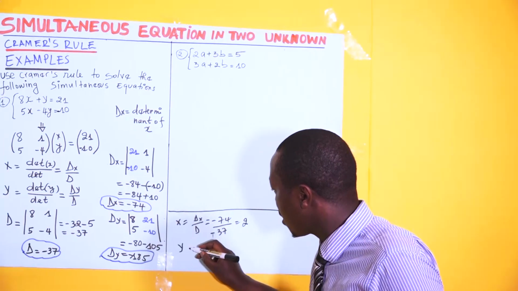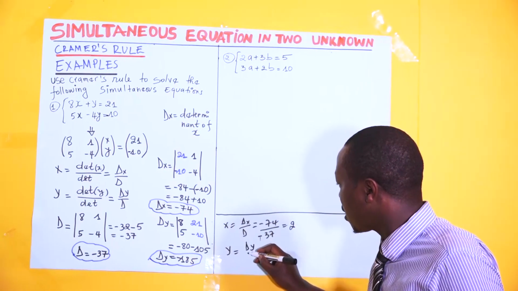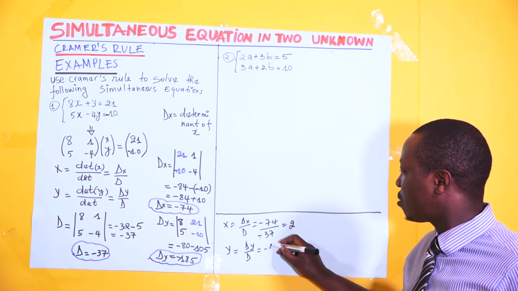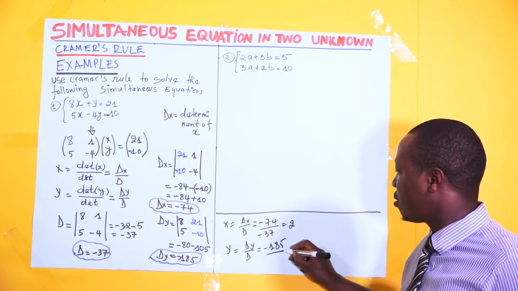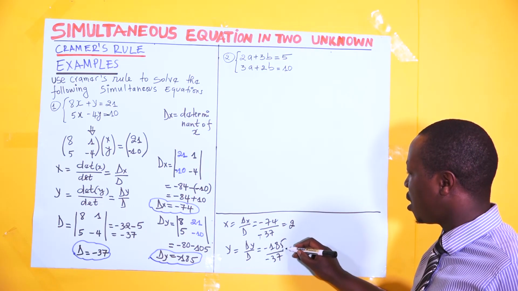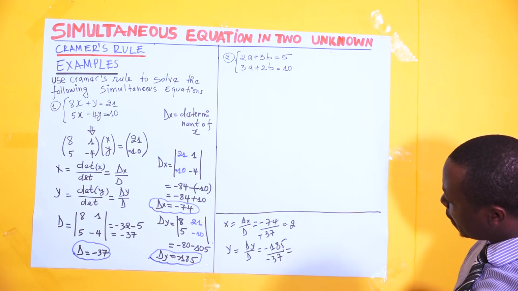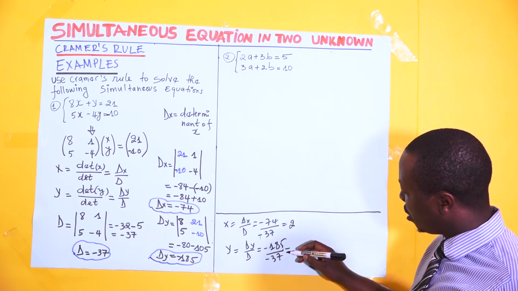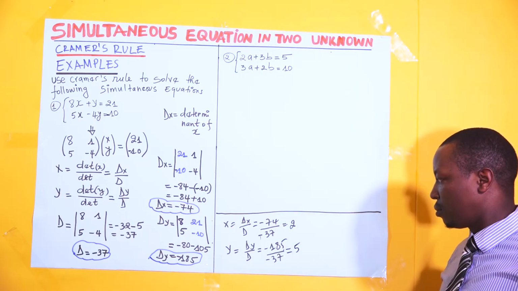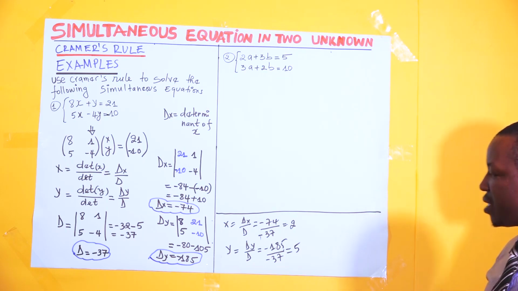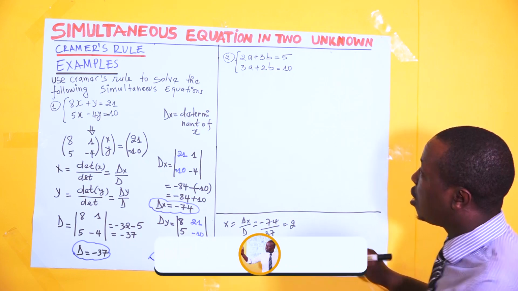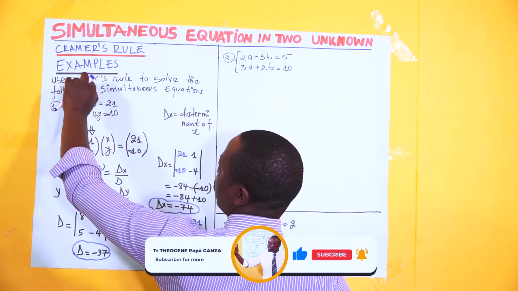So how do we find y? y equals determinant of y divided by determinant. And determinant of y equals negative 185 divided by negative 37. So the negatives cancel each other, and we remain with the number here. We take 185 divided by 37. It is 5, right?